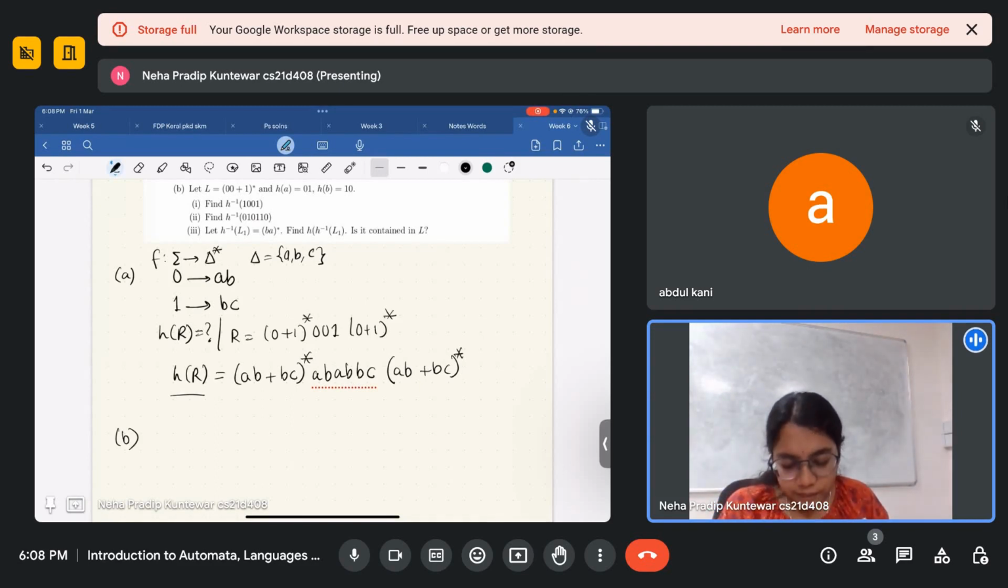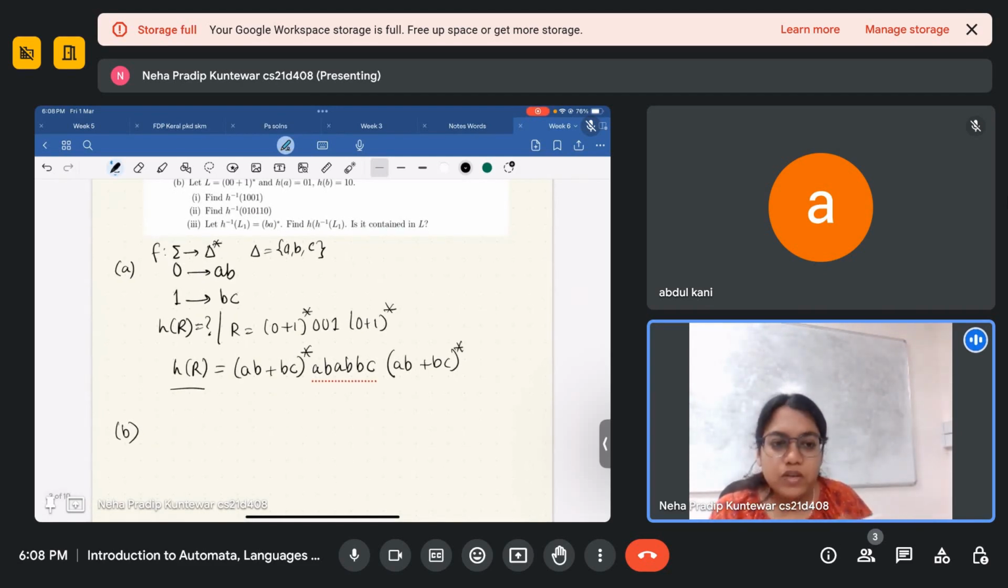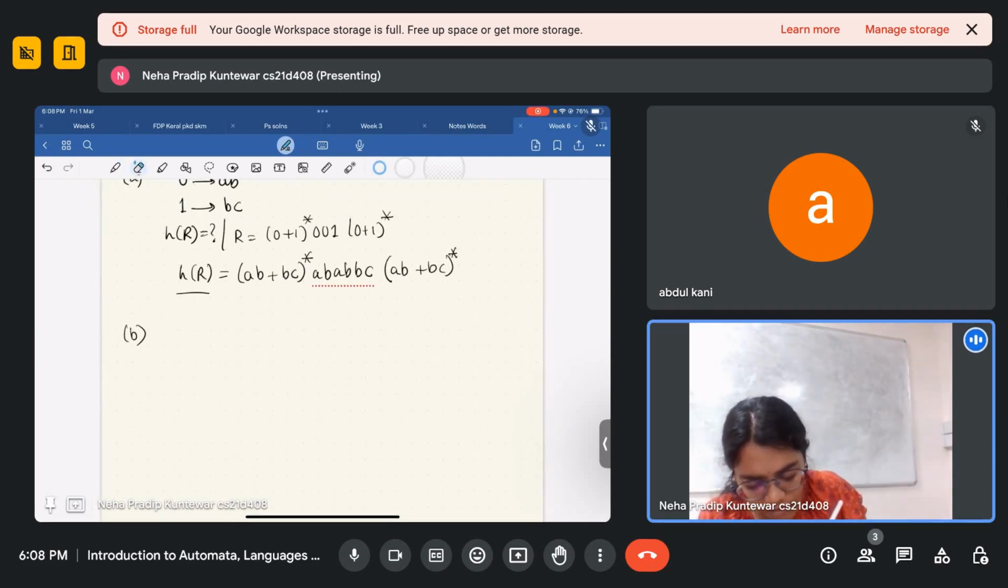And let's look at B. Here you have a different sort of homomorphism. So what is inverse homomorphism? Let's look at that.